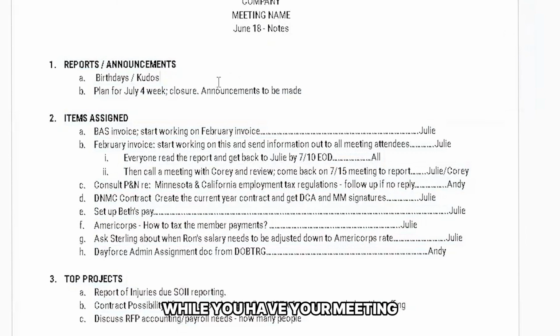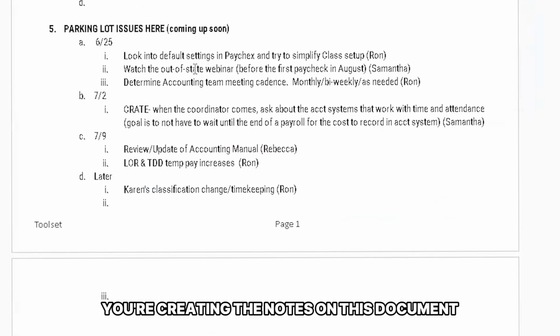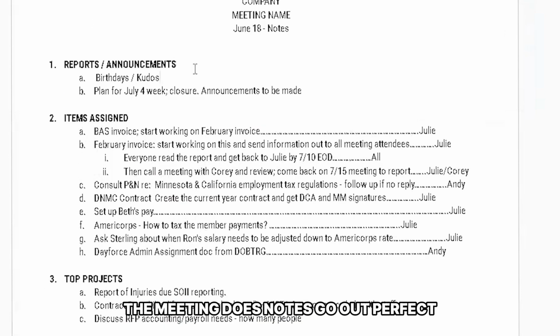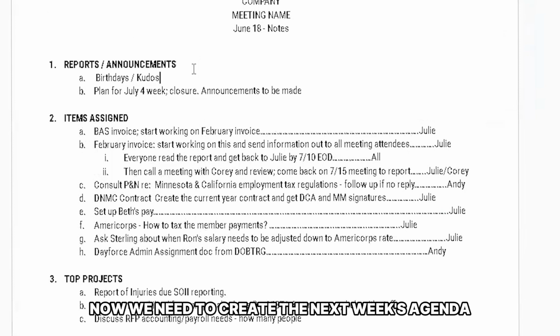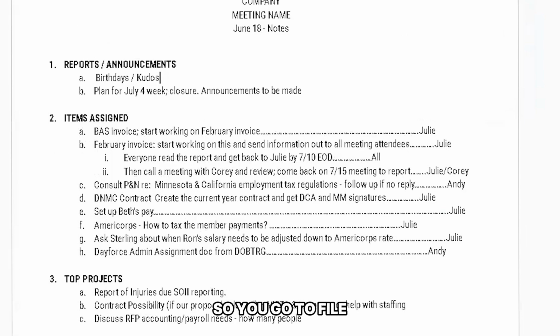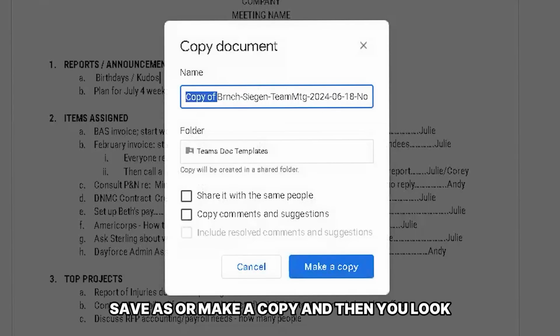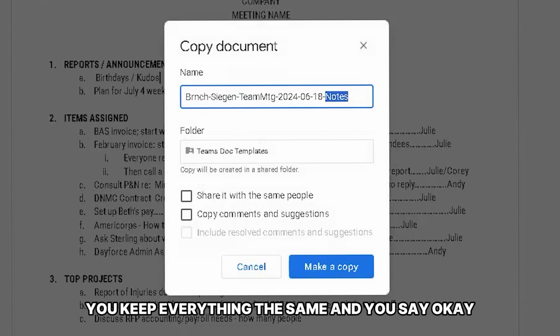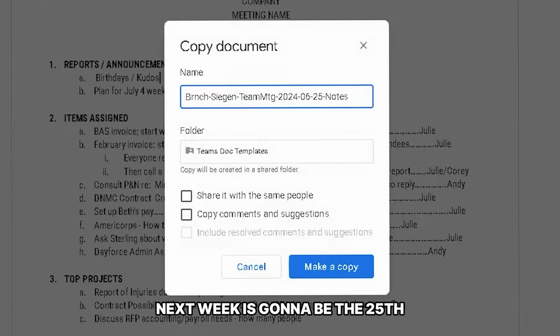While you have your meeting, you're creating the notes on this document. Those notes go out to everybody. Now we need to create next week's agenda. So you go to File, Save As, or make a copy, and you keep everything the same, and you say, okay, next week is going to be the 25th.